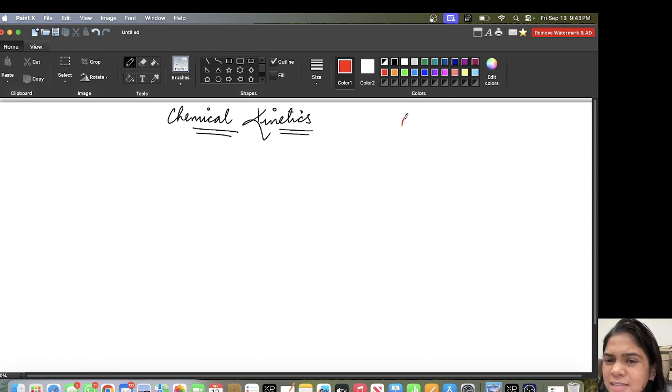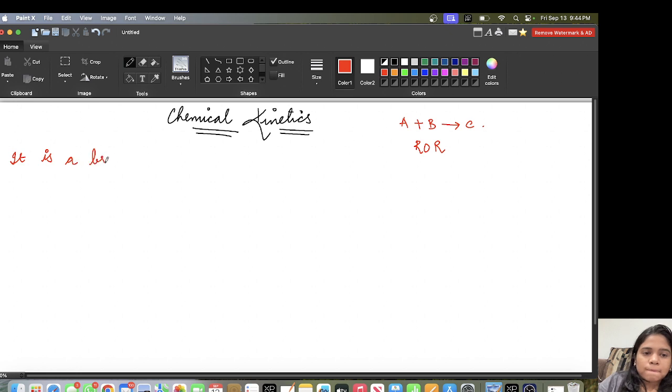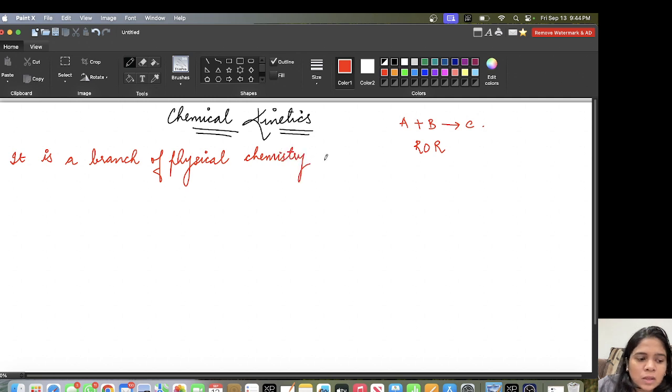Rate of the reaction means, suppose you are doing a reaction, A plus B is giving you C. Now, in this particular chapter, you will study what is the rate, how fast it is going, what is the stability of the product. So, chemical kinetics is a branch of chemistry, a branch of physical chemistry which deals with your rate of reaction.